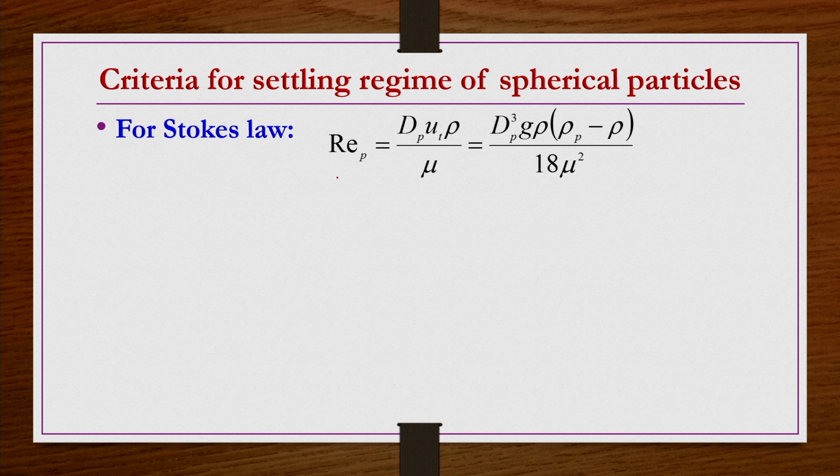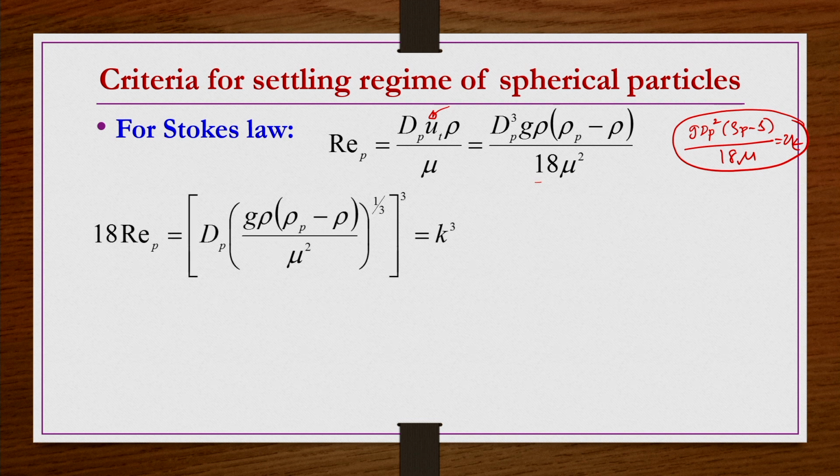This Rep, we know that dp ut rho by mu. Here this ut under the Stokes regime, we have already seen that g dp square (rho p minus rho) by 18 mu is nothing but ut under the Stokes regime. So that we are substituting here, simply g dp square, one dp is already there. So dp cube, rho is as it is, (rho p minus rho) is here, and then 18 mu, and then one mu is there, 18 mu square. Now it is not having any ut value.